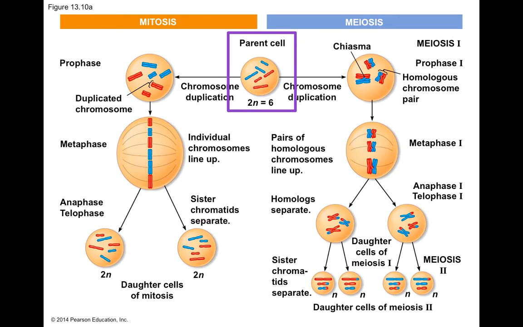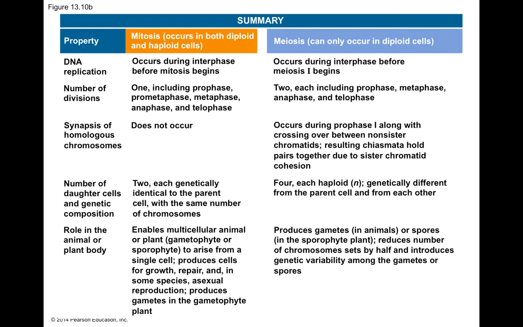On the right with meiosis, we end up with 4 daughter cells, and each only has 3 chromosomes. So we've reduced the number of chromosomes by half. And looking at those chromosomes, all 4 of those cells are genetically different from each other and obviously from the original parent cell. And here's another nice visual from your book reviewing the properties of both mitosis and meiosis.